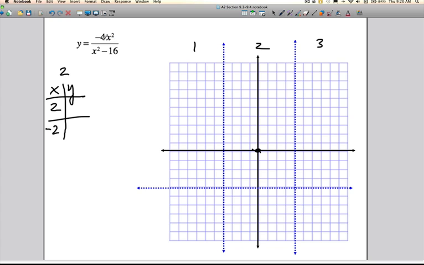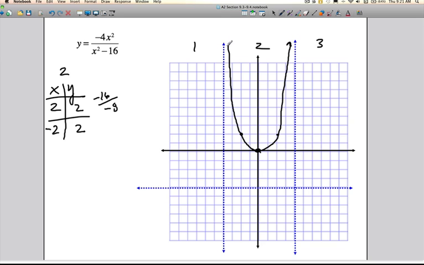So if I plug 2 in, 2 squared is 4 times -4 is -16. And down here, 2 squared is 4. 4 minus 16 is -8. -16 divided by -8 is 2. And I'll get exactly the same thing when I plug in -2. So there's 2 and 2. So it looks like this is going to be a parabola that comes in here, changes directions there, and heads back out.